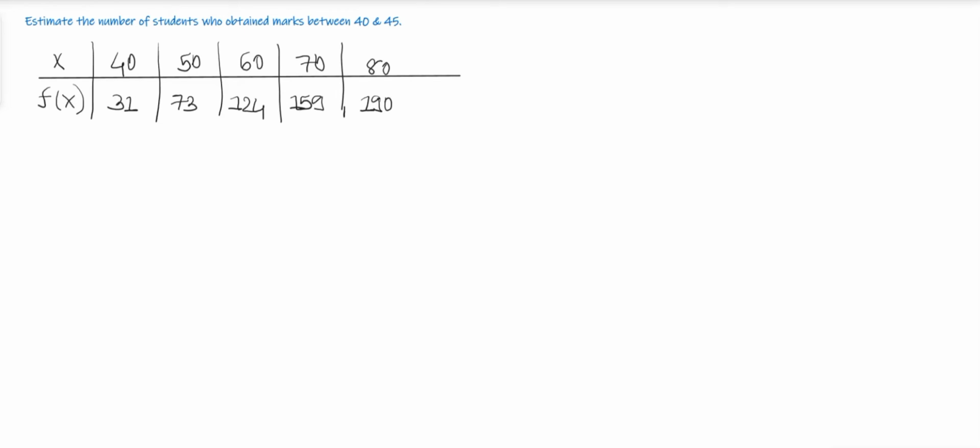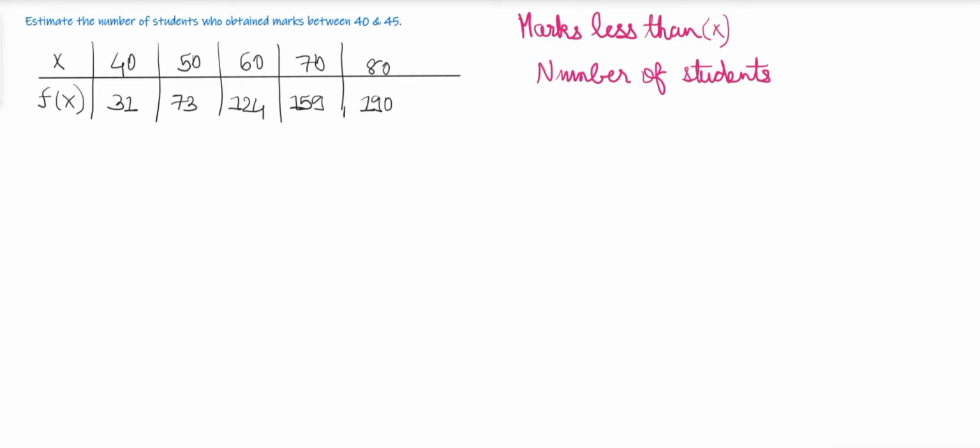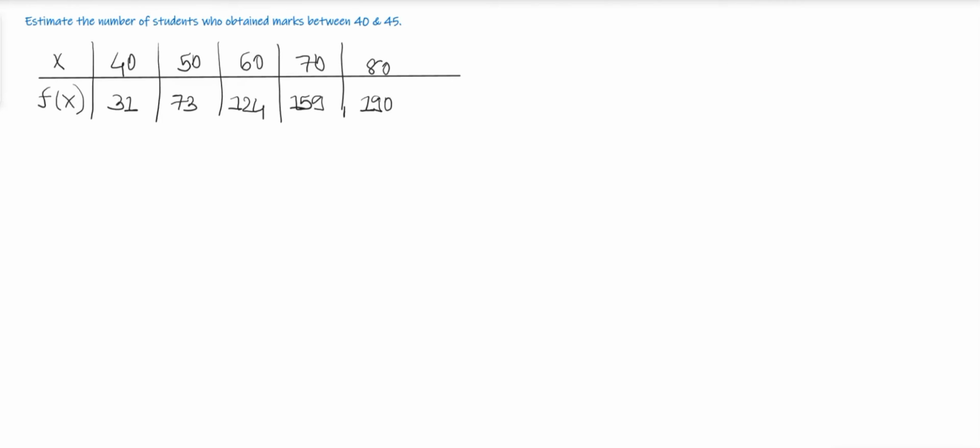Let's see another example. Here we have to estimate the number of students who obtain the marks between 40 and 45. Now this table is of x, the marks less than x, and f of x, the number of students. We are interested in the marks less than 45. As we know that 45 lies between 40 and 50, that is, the value of y is near x naught, so we can use Newton's forward interpolation formula.